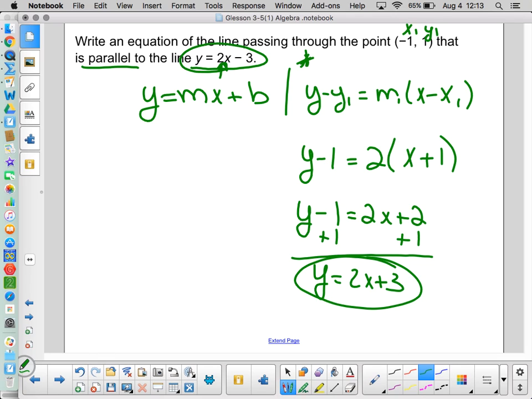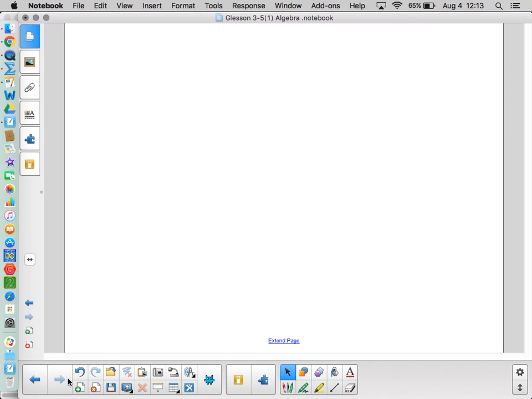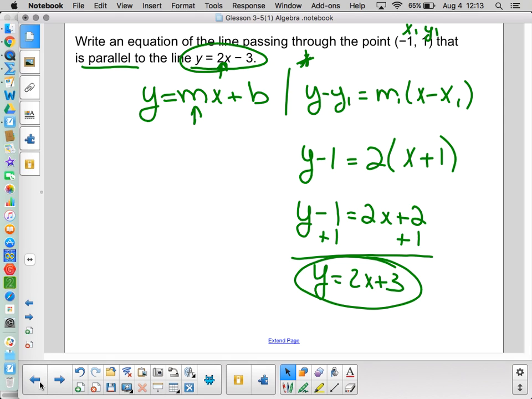So we need to know the point. We need to know a slope. We're given the point. We can read the slope out of the other equation because it's in slope-intercept form, where m is the slope. We can very quickly find the equation. Like I said, we're going to spend a lot more time on that sort of thing tomorrow.